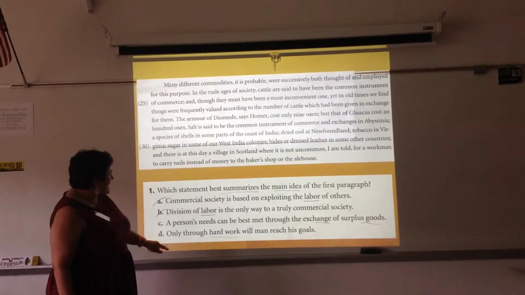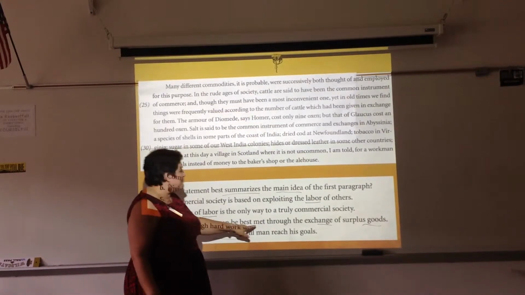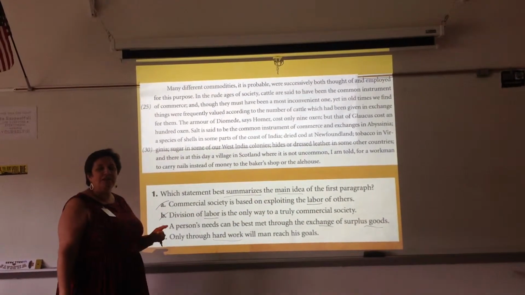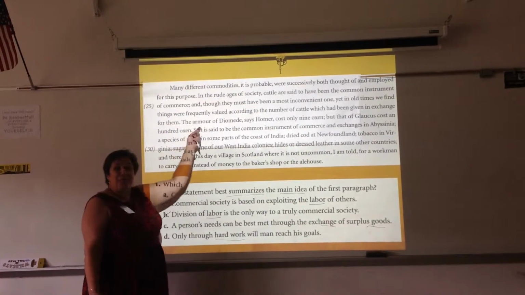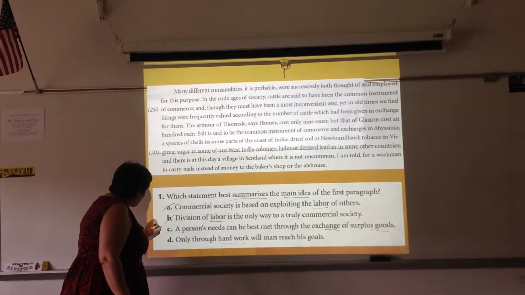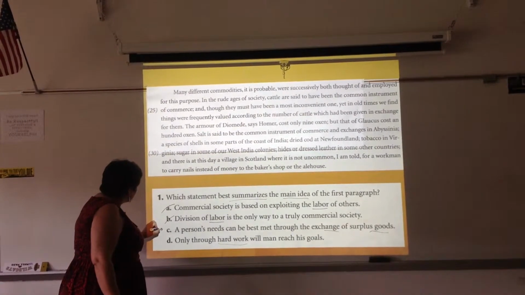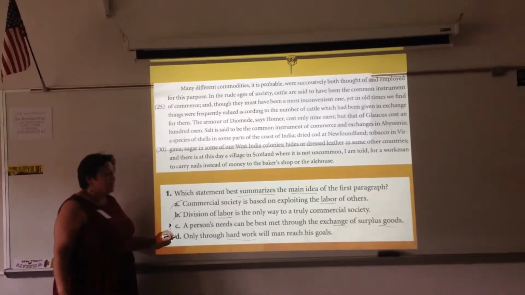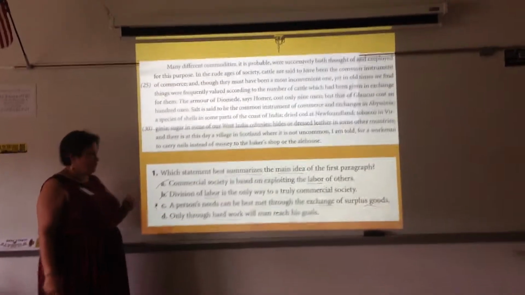And then C says, a person's needs can be best met through the exchange of surplus goods. Oh my goodness, that's what we've been talking about, exchanging goods. So I'm thinking that's probably my answer, but I would probably just put a little question mark or a little circle or something, and then read my last answer just to make sure.